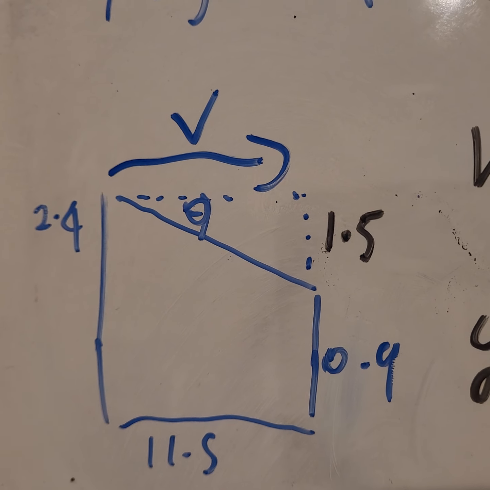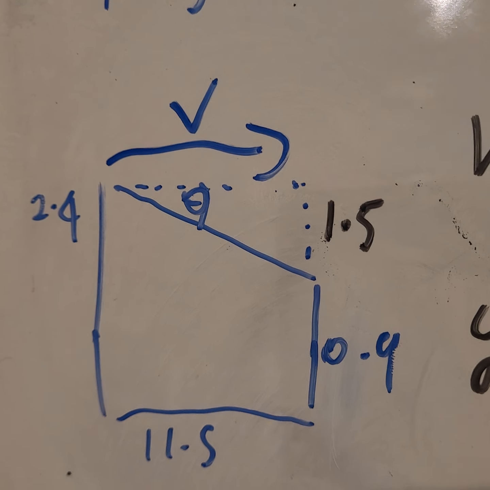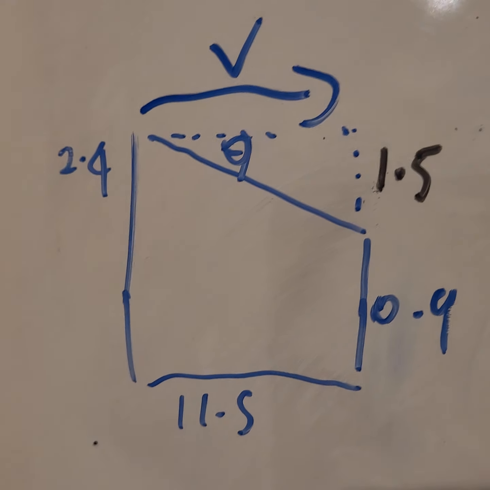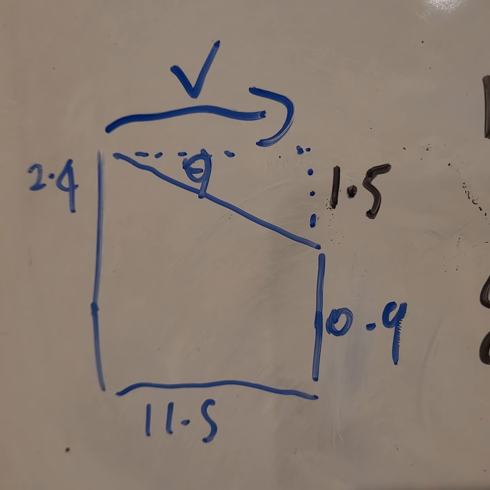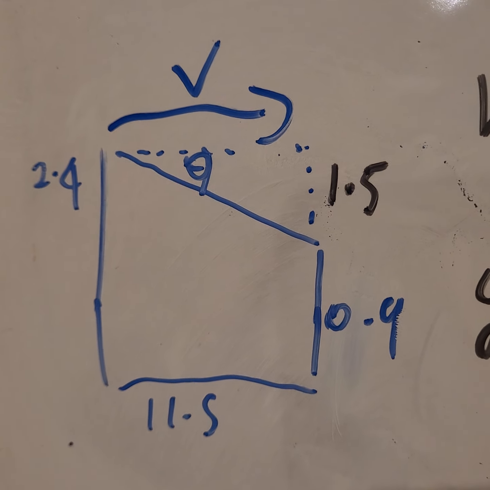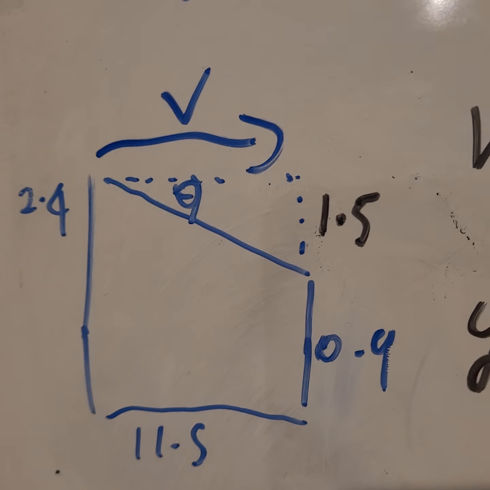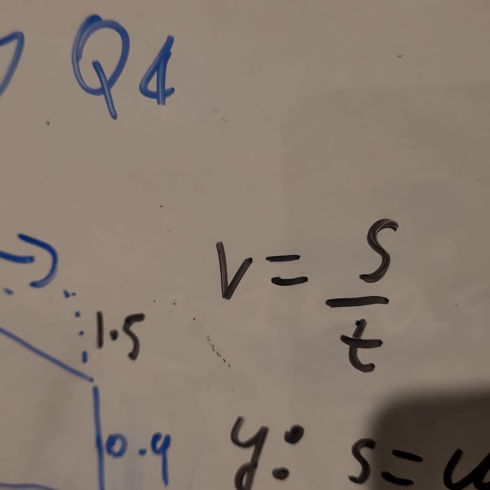So to figure out how fast it has to travel horizontally, we need to know how long it takes to fall vertically. We know that the distance it's allowed to fall before it gets to the net is 1.5 meters. So that's 2.4 subtract 0.9, which is equal to 1.5. And we know that velocity is equal to distance over time.